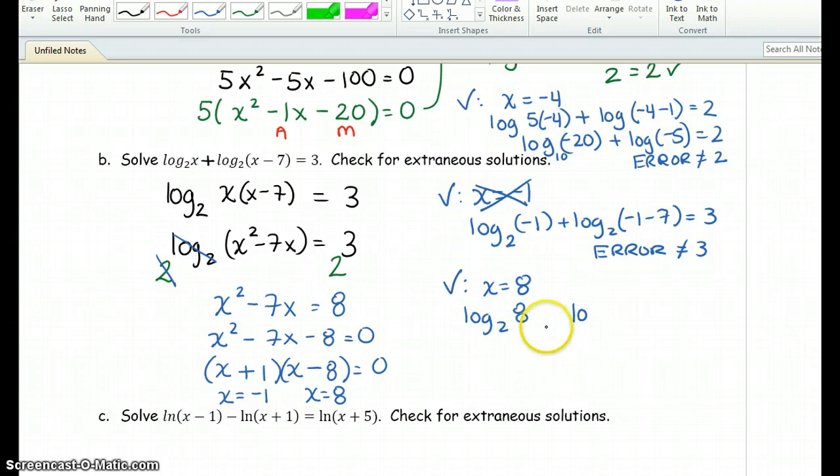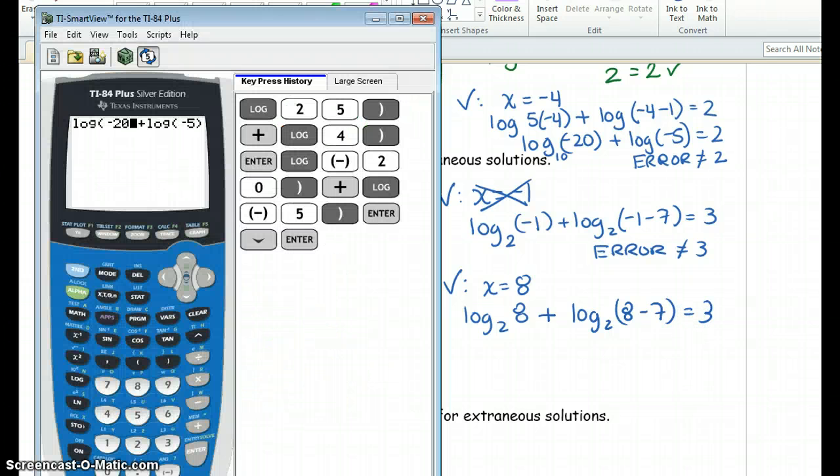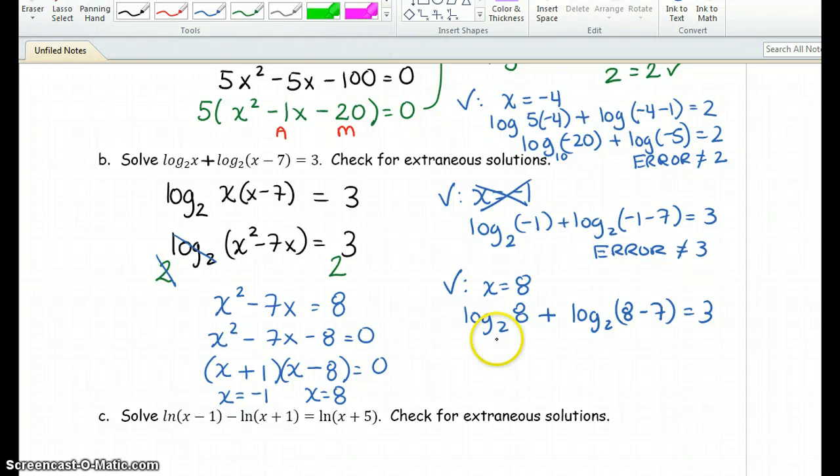Ooh, I'm sorry, that's a plus sign. Log base 2 of 8 plus log base 2 of 8 minus 7 equals 3. So I'm going to go ahead and take out my handy dandy calculator. Actually, we have a base 2, so we're not going to use a calculator. Let's do that by hand. 2 to what power is 8? Well, that's a 3, plus this becomes log base 2 of 1. 2 to what power is 1? Well, 0 power will do that, equals 3. Therefore, 3 does equal 3. And since that checks, we know x equals 8 is a solution.